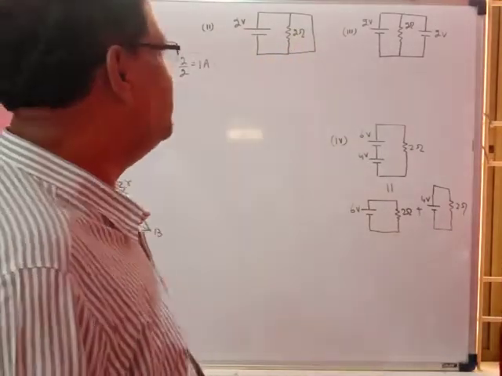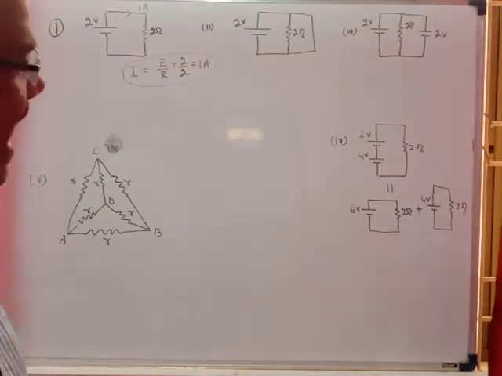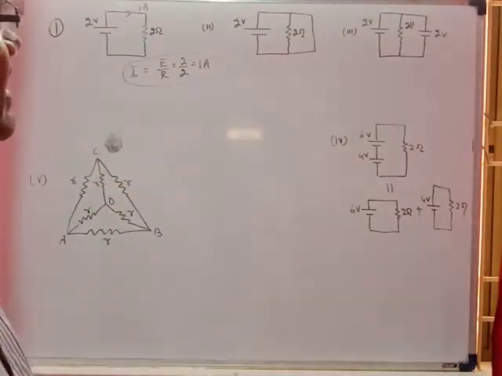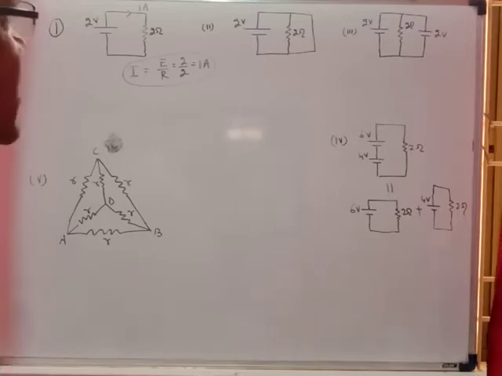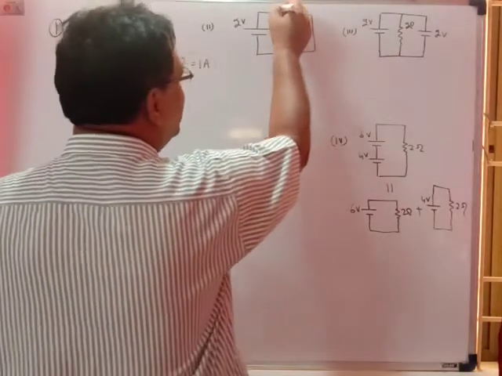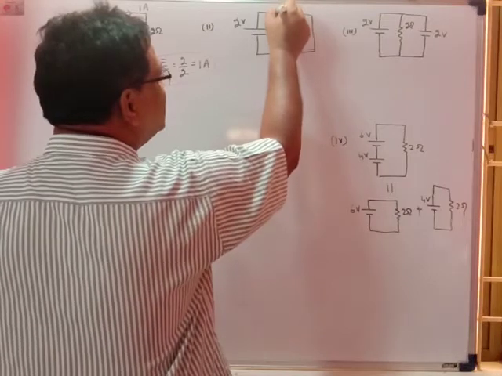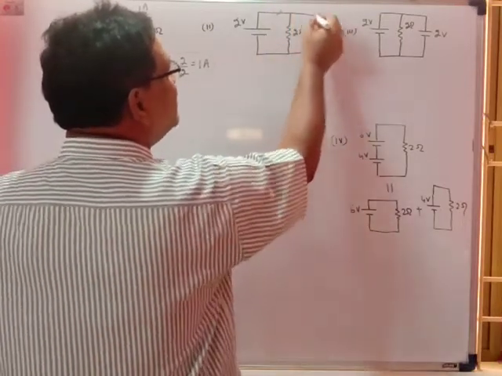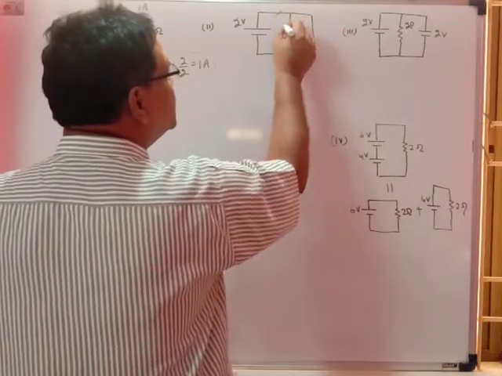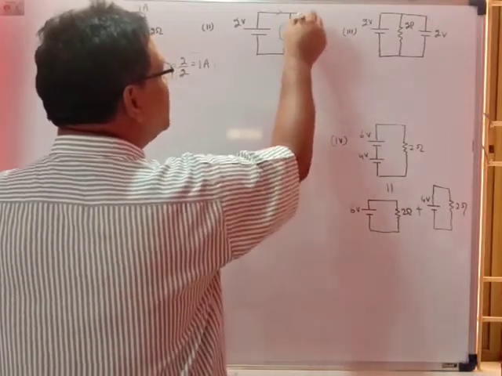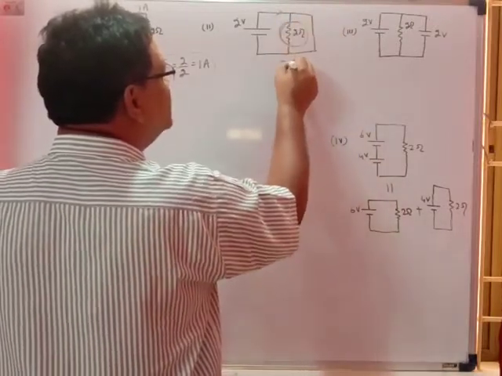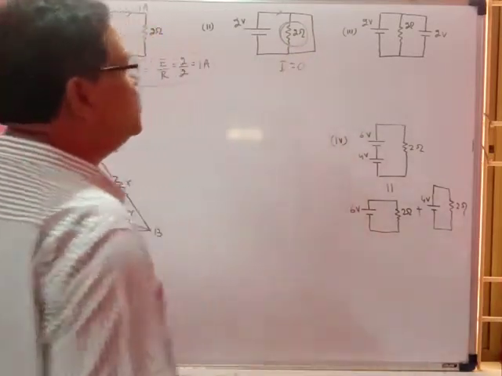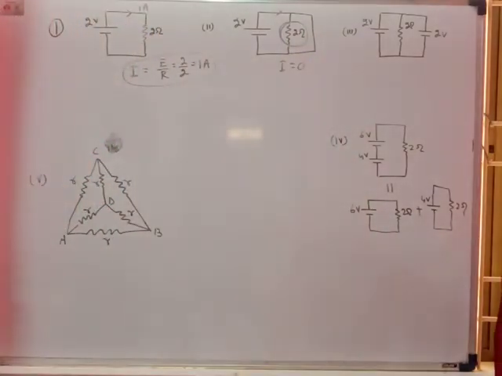It's very important. In this case the cell is being short circuited. If the current is passing through it, what will happen? The maximum current means all the current will be passing through the short circuit, so no current flows through the 2 ohm resistor. So the current flowing through the 2 ohm resistance is I equal to 0.